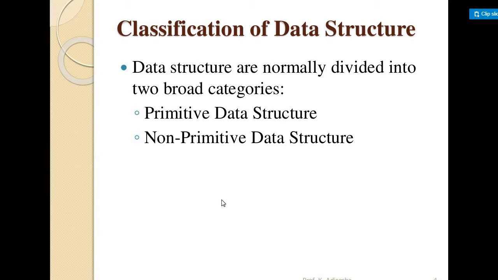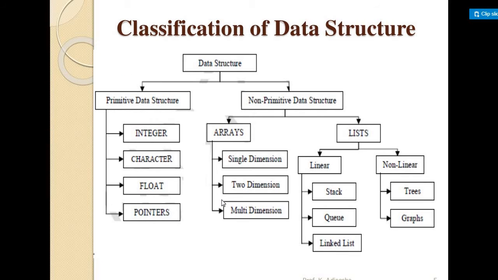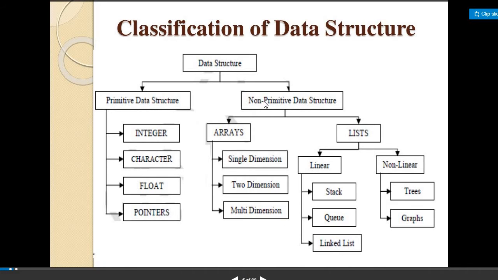Now, classification of data structure. If we see how data structures are divided into different categories, then data structures are normally in two categories: primitive data structure and non-primitive data structure. We are going to discuss the details of the different types of data structure here. So data structure has two broad categories: primitive and non-primitive.